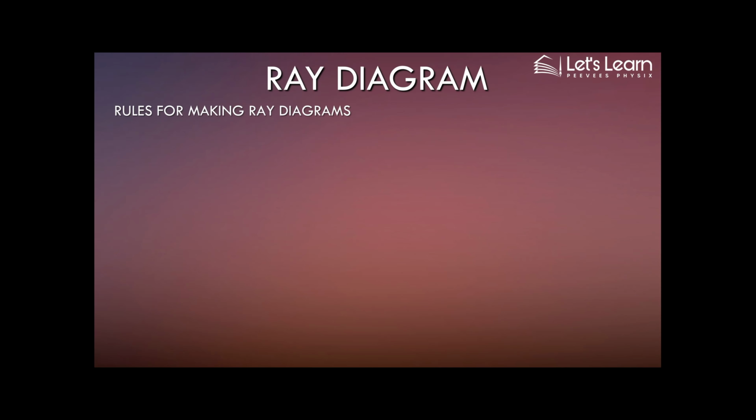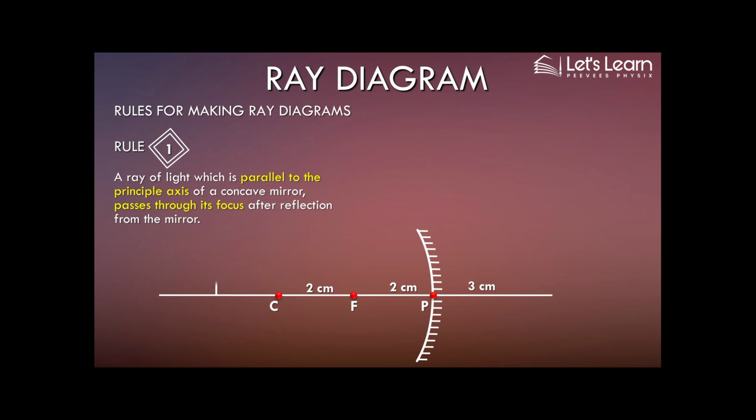There are certain rules while making ray diagrams. The first rule, look at this picture. Keep the object, we call it OB. We draw a parallel ray which is parallel to the principal axis. And the rule says the ray parallel to the principal axis after reflection passes through the principal focus.